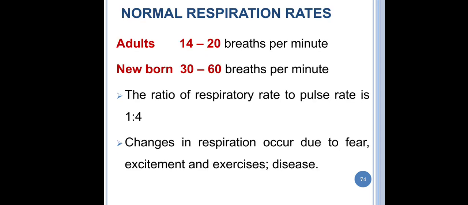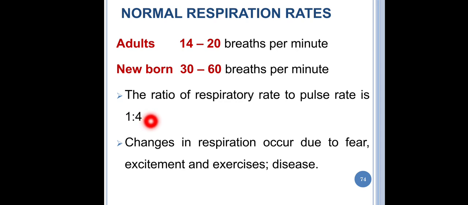So what are the normal respiration rates? Adults are 14 to 20 breaths per minute. You should be taking note of these. These are questions that usually come. Newborn, about 30 to 60 breaths per minute. The ratio of respiratory rate to pulse rate is about 1 to 4.